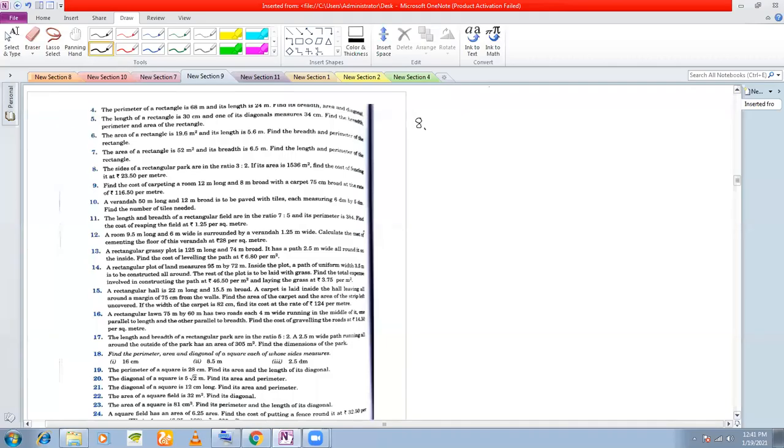In problem number 8, if you read, it states that the sides of a rectangular park are in the ratio 3 is to 2. If its area is 1536 meter square, find the cost of fencing it. What do you mean by fencing? Putting a fence, right? Like putting an obstruction so that people don't cross over. So the question is to find the cost of fencing.